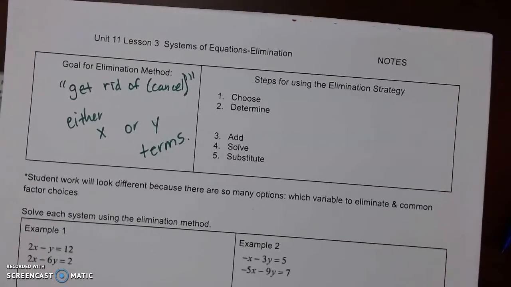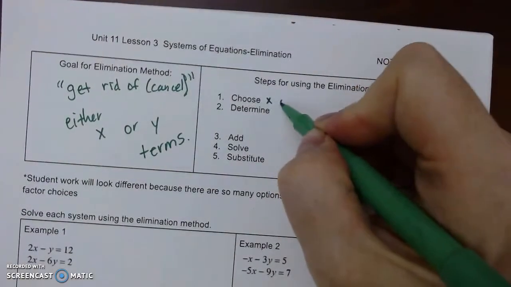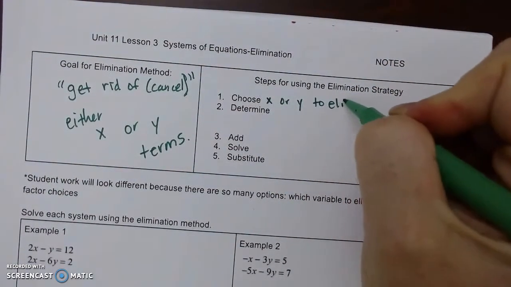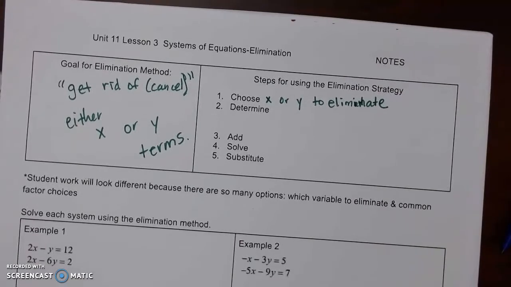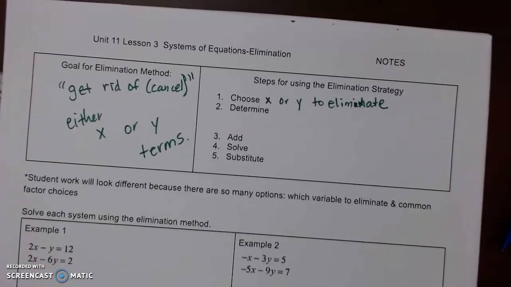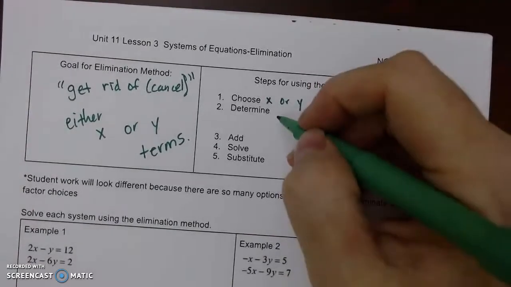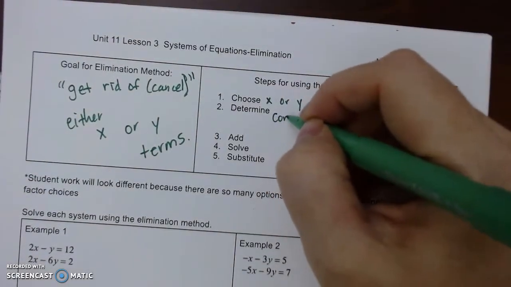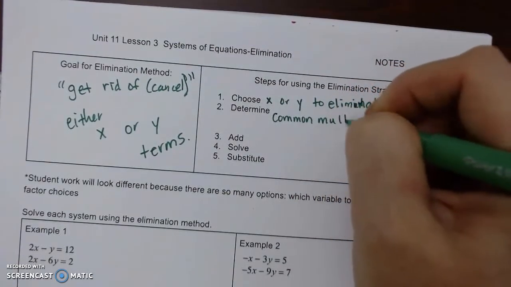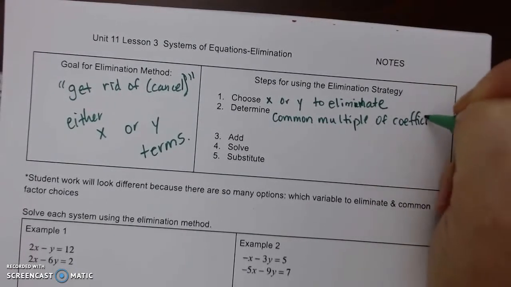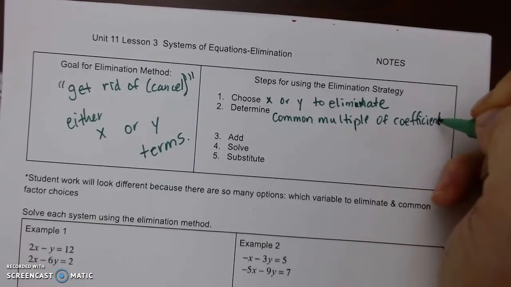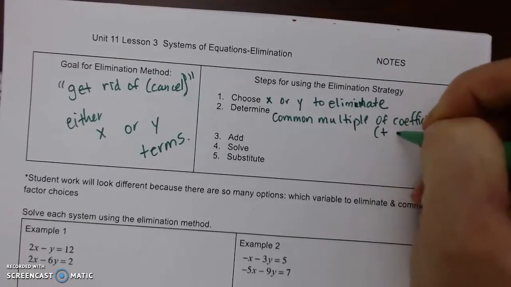So step number 1 is you have to choose. You choose either x or y to eliminate, but you need to decide from the very beginning. Step number 2, you need to determine the number that both coefficients will divide into. We're going to call it the common multiple of those coefficients. One is going to be positive, one is going to be negative.